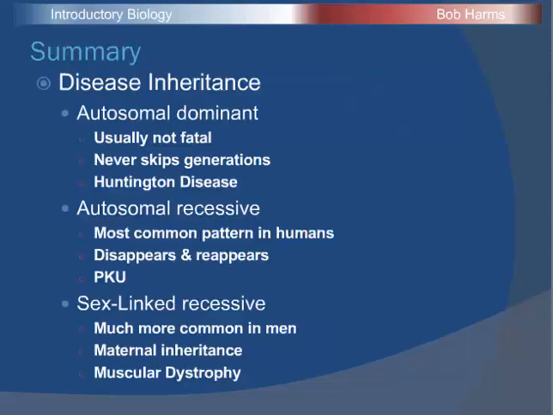So just to summarize our disease inheritance, we talked about 3 major patterns: autosomal dominant, usually not fatal. It never skips generations. We can track it back from one child to their parent to their parent. And our example was Huntington disease, one of the more severe dominant disorders. Could be autosomal recessive. That's by far our most common pattern. It tends to disappear and reappear, kind of come out of nowhere. And our example was PKU, something that we're getting very good at diagnosing and treating. And then finally, sex-linked recessive traits are going to be much more common in men, very rarely seen in women, things like muscular dystrophy, and they're going to have that maternal inheritance pattern.